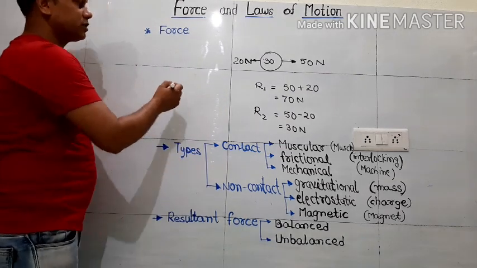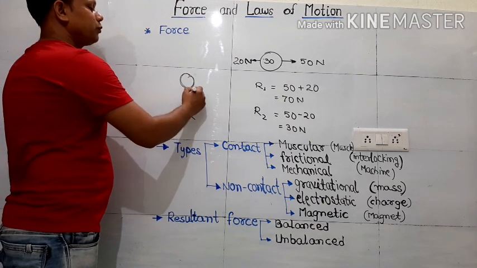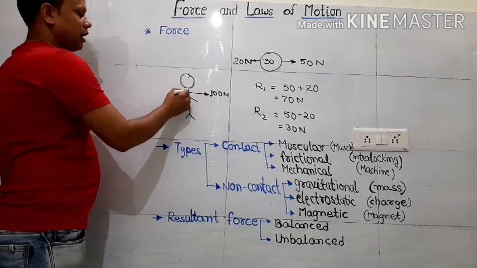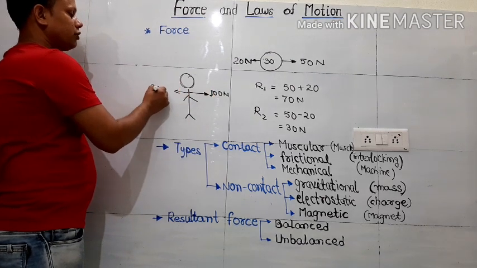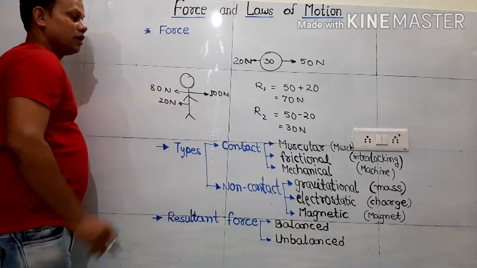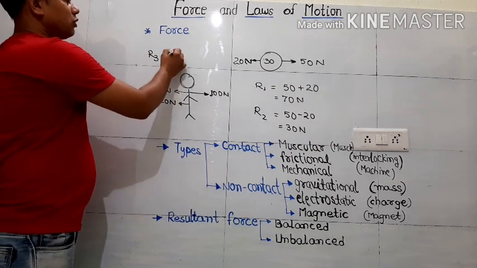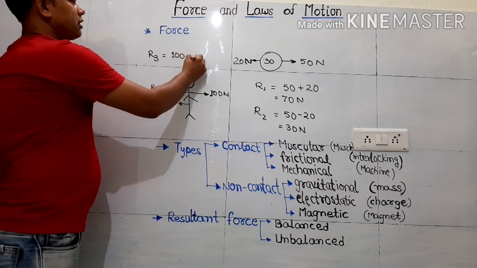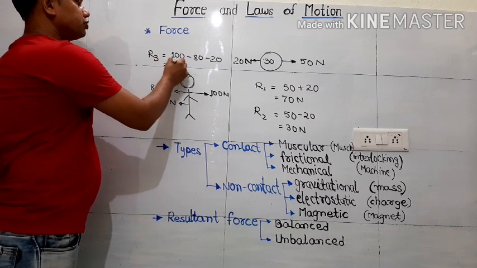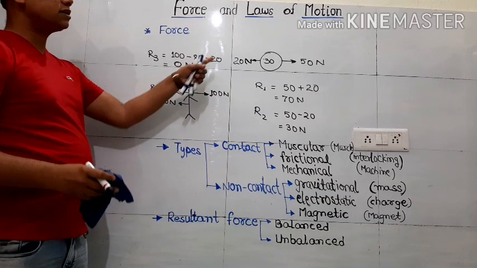Then what about balanced force? Suppose a person is being pulled by 100 Newton this side and this side 80 Newton by any person, or another force by 20 Newton. Now in this situation, if you calculate the value of resultant force, what will be there? 100 minus 80 minus 20. And finally what will come in the calculation? 0 Newton.